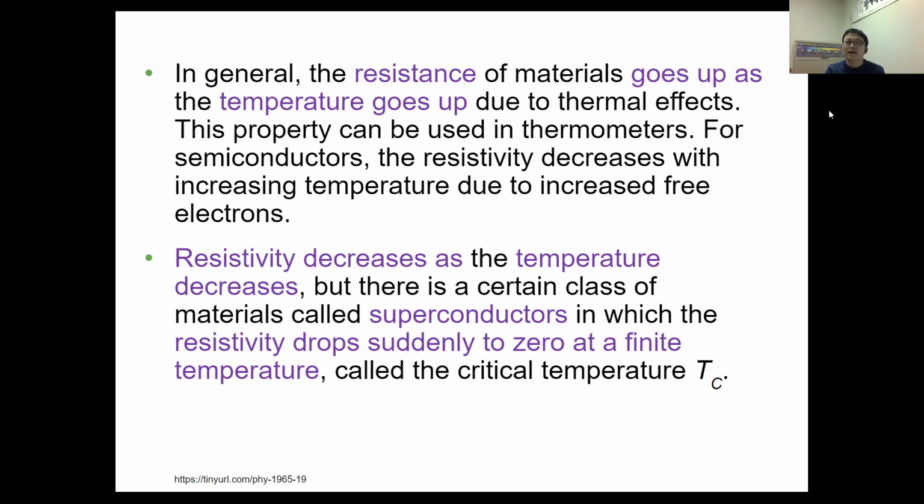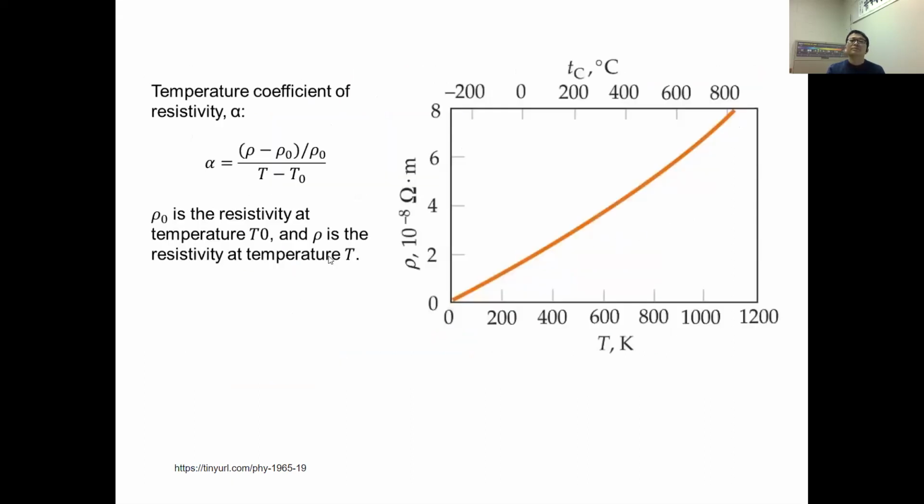Okay, and normally resistivity decreases as temperature decreases. But for certain materials, one particular kind is called a superconductor. When temperature drops to a certain point, it becomes non-resistive. That means it has zero resistivity. Okay, so this is the temperature effect on resistance, or the resistance related to temperature for the material. So it goes up normally as temperature goes up.